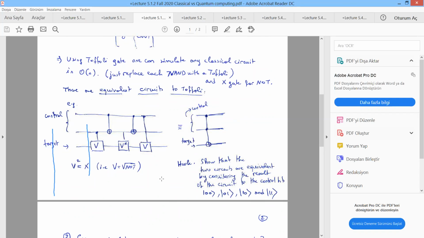So as homework, I'd like you to show that these two circuits are equivalent. In other words, you consider different possibilities of the control bits, 0, 0, 0, 1, 1, 0, and 1, 1, and show that the output of the circuit is equivalent to a reversible NAND gate, a controlled CNOT or a Toffoli gate.